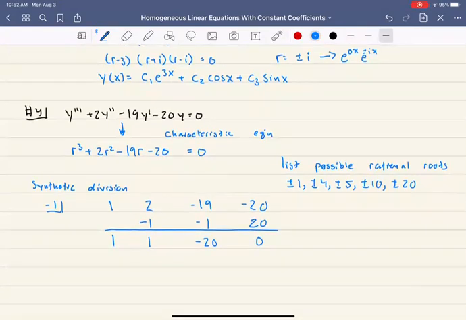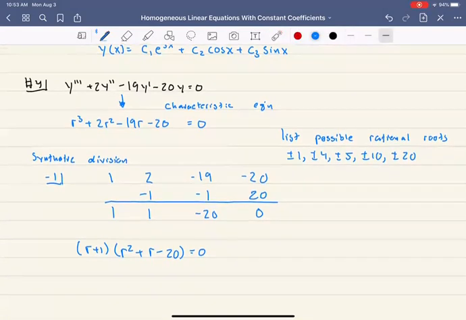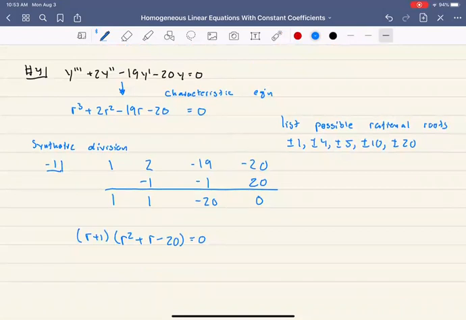So what does this tell me? I have r plus 1 times r squared plus r minus 20 equals 0. Like I said, I'm not super concerned if you know how to do this. However, if you are tutoring in the lab, or you plan to be a mathematician, or you plan to go for a PhD, then it's not a bad idea to learn how to do this. You're not going to go to Wolfram Alpha every 5 seconds when you're practicing. Or maybe you are. Maybe that's the secret, I don't know.